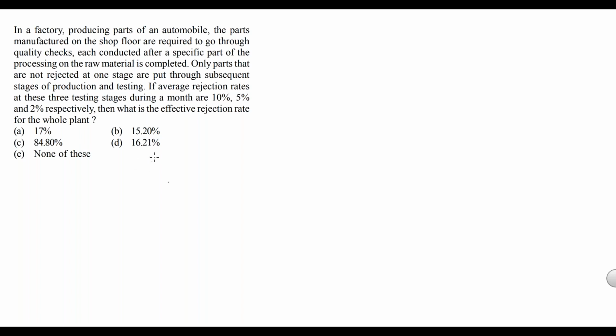In a factory producing parts of an automobile, the parts manufactured on the shop floor are required to go through quality checks, each conducted after a specific part of the processing on the raw material is completed. Only parts that are not rejected at one stage are put through subsequent stages of production and testing. If the average rejection rates at these three testing stages during a month are 10%, 5%, 2% respectively, then what is the effective rejection rate?